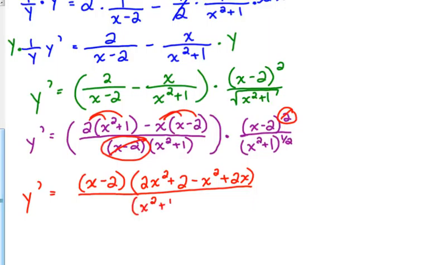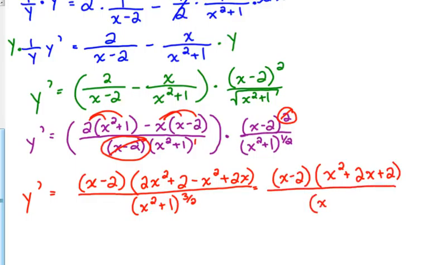X squared plus 1 to the 3 halves. Add your exponents. Okay, so then what's in our parentheses there simplifies to x squared plus 2x plus 2. Okay, so I fully realized that that was a lengthy process.